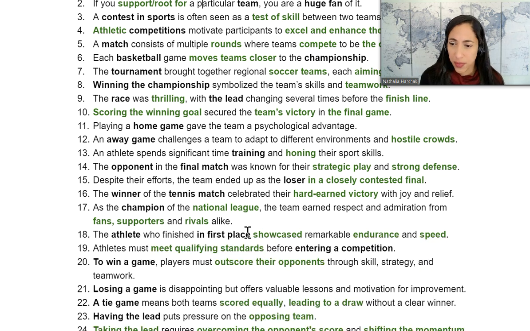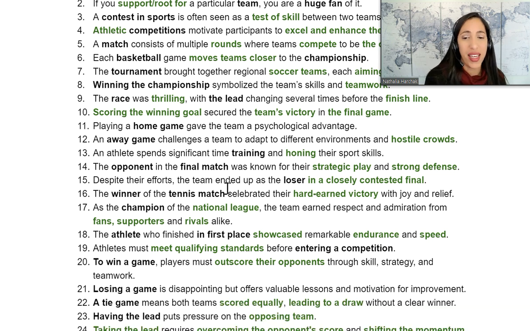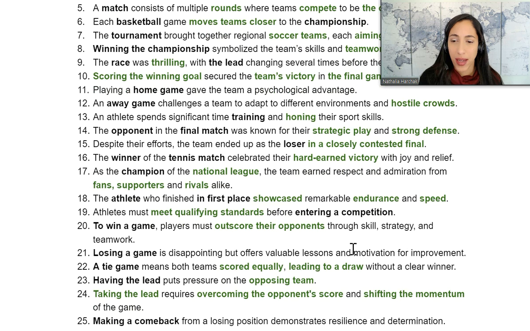They're not nice, okay? Athletes spend significant time training and honing. Hone is like perfecting, making it better, making it perfect. Honing their sports skills. The opponent in the final match was known for their strategic play and strong defense. Despite their efforts, the team ended up as the loser in a closely contested final. So it was really, really difficult because both teams were really good.